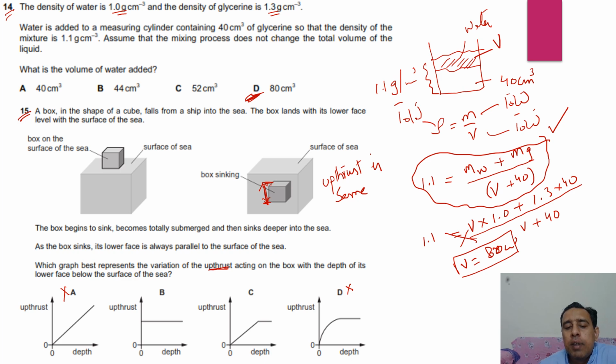It looks like the upthrust is constant here in B, but when this box was moving into the water, it was not completely submerged, it was partially submerged, like when it was somewhere over here and then somewhere over here, going inside. So there is a variation in the upthrust because there is a variation in the height inside the liquid. That's why initially the upthrust is going to increase and then remains constant. So option C is correct, B is wrong.